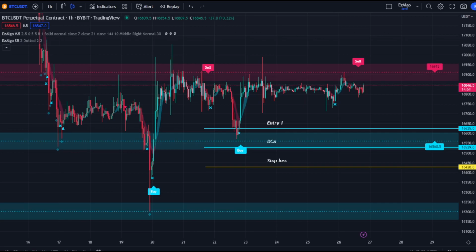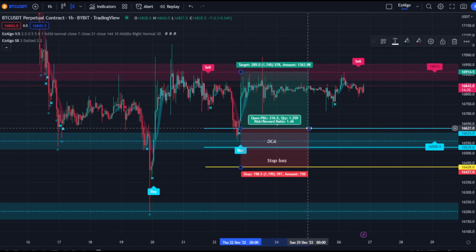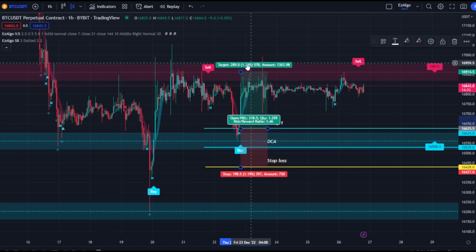Now, a lot of the times it does in my experience, but here is a prime example in recent price action that it actually did not hit the golden pocket. So in this case, you're not dollar cost averaging, but at least you're getting in at the 0.5, and you are going to be getting out at the next EzAlgo resistance level, right? So you'd probably be getting out right around here.